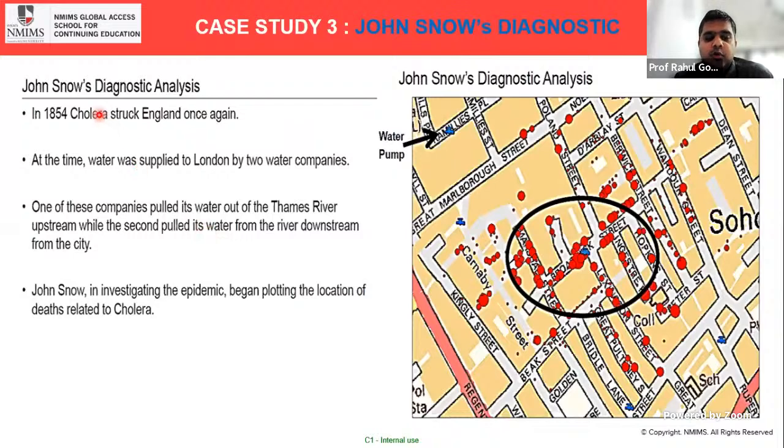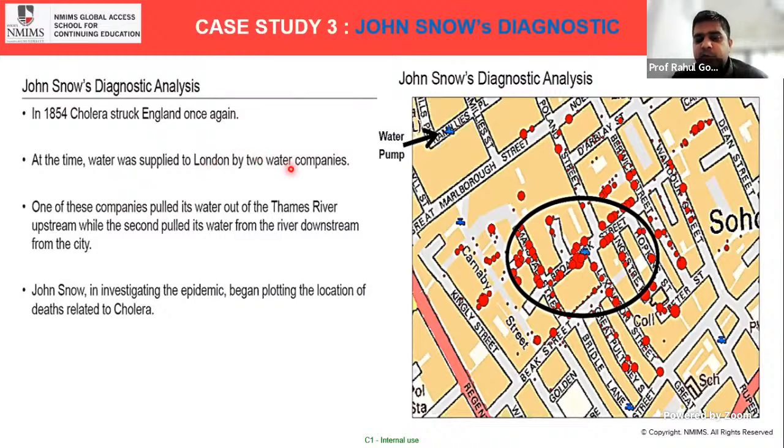And John Snow was a scientist, and he was trying to understand the reason or the root cause behind cholera. He was investigating the epidemic, and he wanted to know what could be the possible origin or root cause of this epidemic, and how we can contain it.